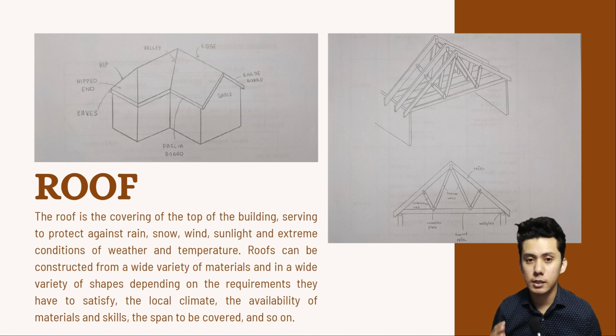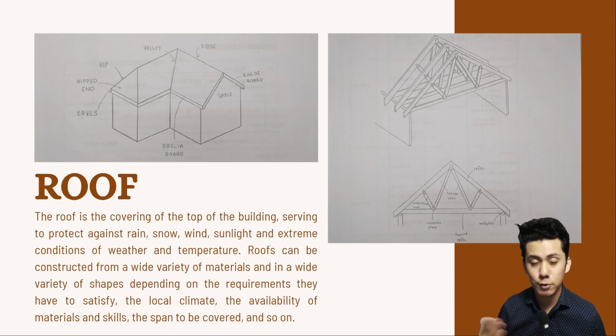So the roof is a covering that covers the top of our building. Covers from what exactly? It covers from extreme weather and conditions such as rain, snow, thunderstorm, and also extreme heat. It can be built using different materials, and it also has some requirements that have to be fulfilled in order to build a certain type of roof. I will explain a little bit more in the next slide.